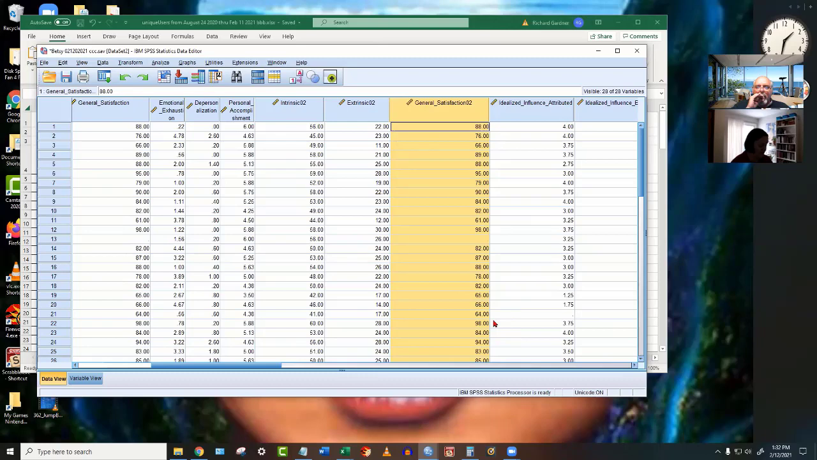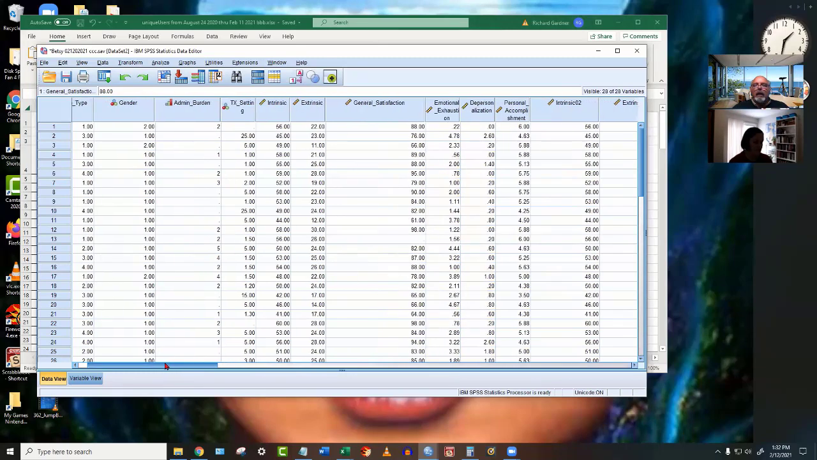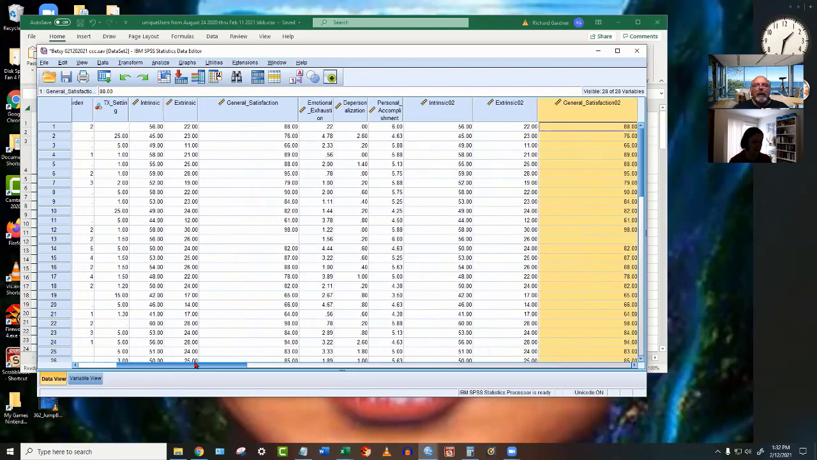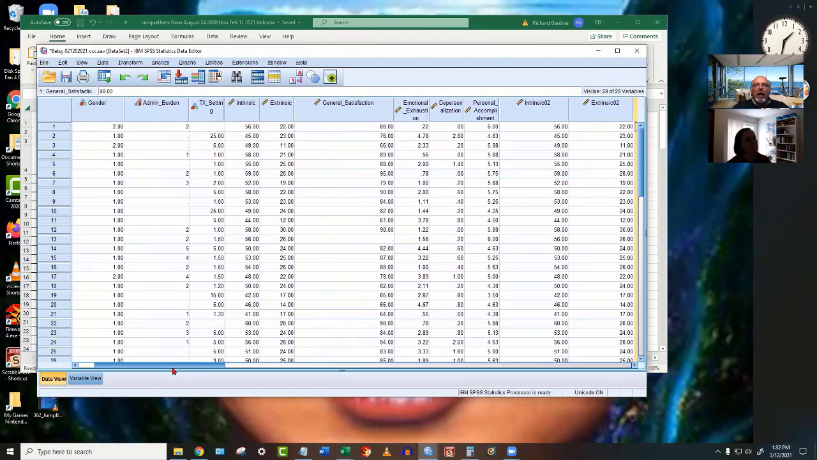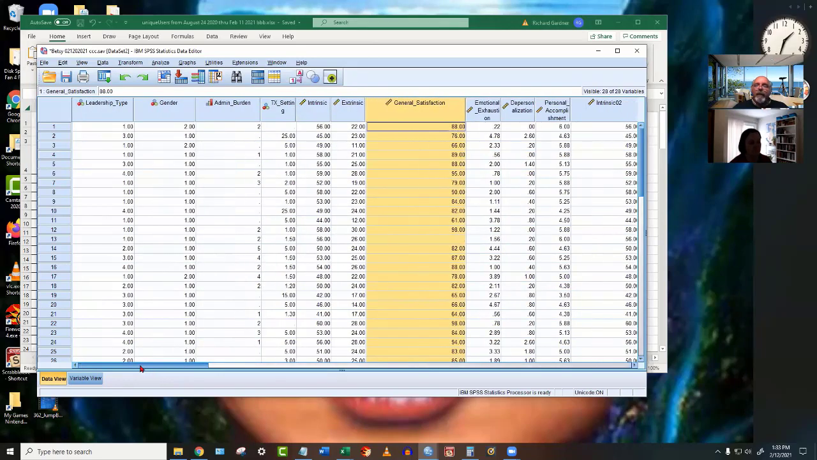Okay. Now that we've identified which data sets are transformational, transactional, passive avoidant, I want to compare those leadership styles with general satisfaction. And then the burnout, which will be the challenging one, because I want to do emotional exhaustion and depersonalization together, but I did not do a total for them. Okay, so the general satisfaction and the leadership styles. So you want to see if there's a difference? Yes.